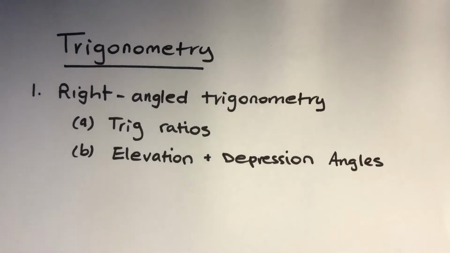Okay, trigonometry. There are two types of trigonometry. The first one will be right-angled trigonometry, which we are going to do today. And the second will be non-right-angled trigonometry, which we will do later. Underneath right-angled trigonometry there are a couple of things: trig ratios, or trigonometry ratios, and the second one will be the angles of elevation and depression.